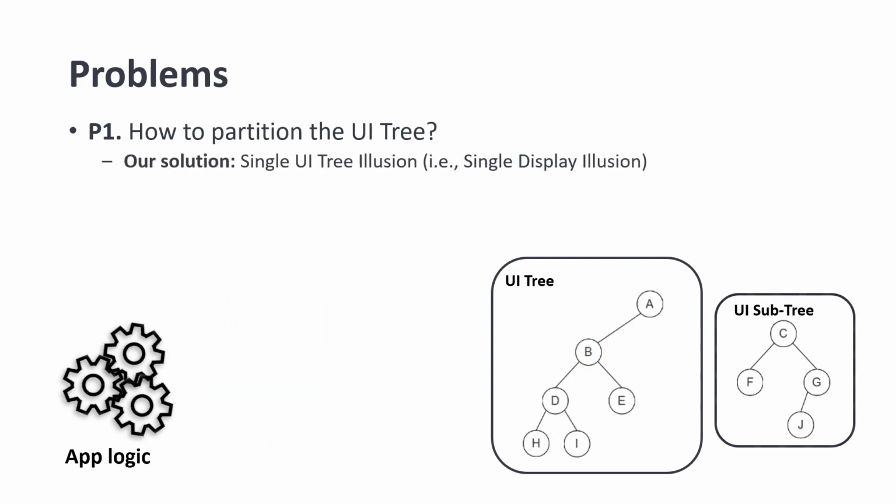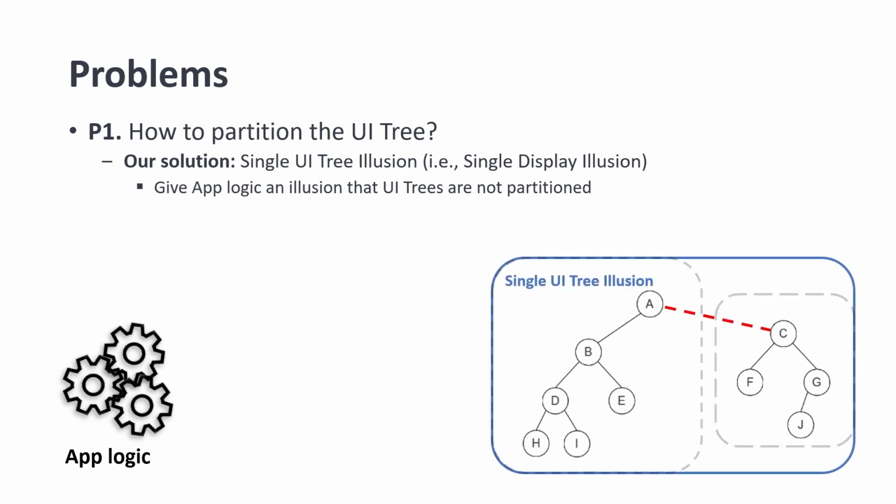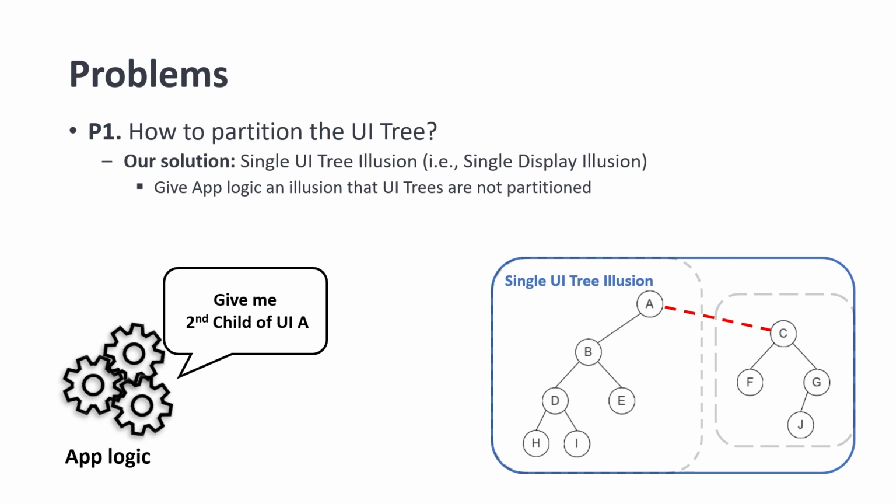Therefore, our solution to this problem is the single UI tree illusion. Specifically, we give the app logic an illusion that the UI tree is singleton even after it has been partitioned. We do so by creating a virtual link between the original UI tree and the UI subtree and giving the app logic access to the partitioned subtree. With such an illusion, we can preserve the app logic's behavior toward the UI tree.